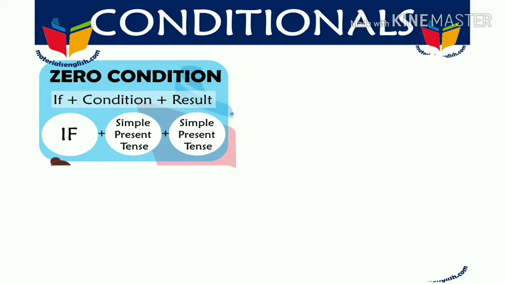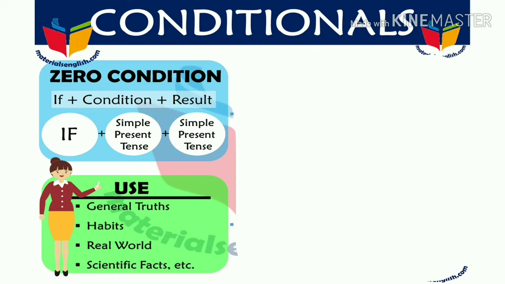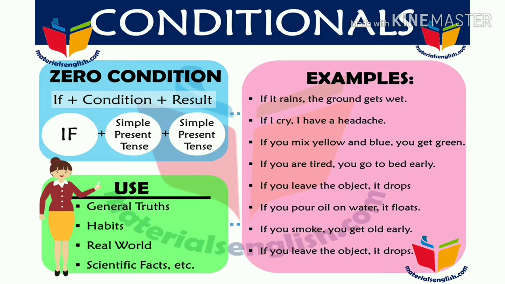Okay, so this is the rule. If plus condition plus result. If plus simple present plus simple present. Conditional type 0 is composed of if plus simple present plus simple present. The use of conditional type 0 is when we talk about general truth, about something that is a fact, a real world truth. We talk about habits, and we talk about scientific facts, like if you boil water, it evaporates, right? 1 plus 1 equals 2. That's conditional type 0.